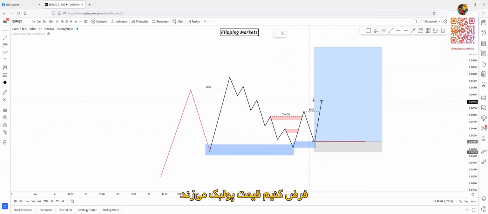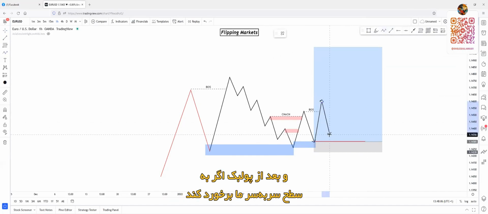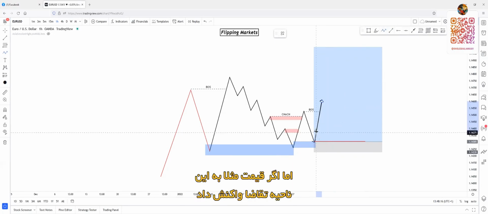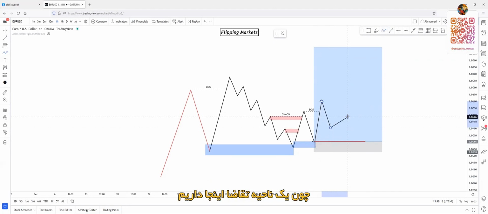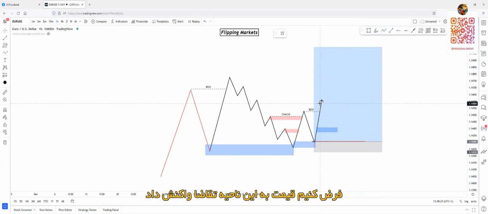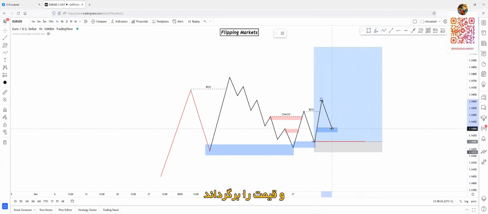Okay, let's say price creates a pullback. And after the pullback, if it hits the break-even level, we will get tagged out of the trade with no profit and no loss. If price respects, for example, this demand zone, because we have a demand zone right here, sorry, I will just draw a demand zone right here. Let's say price respects this demand zone and reverses on it.